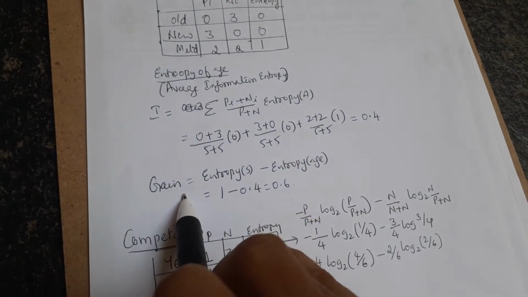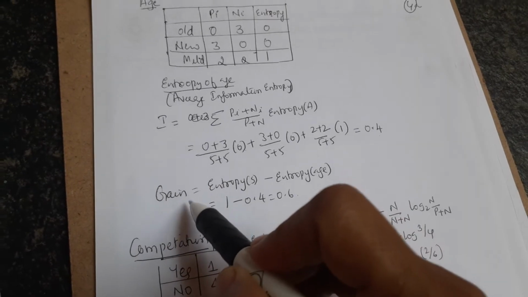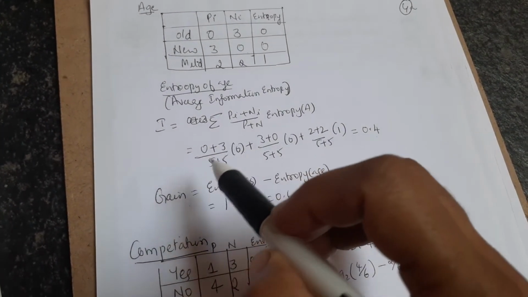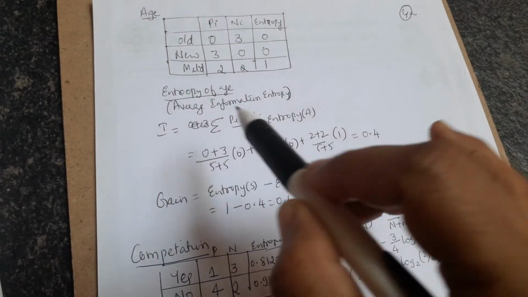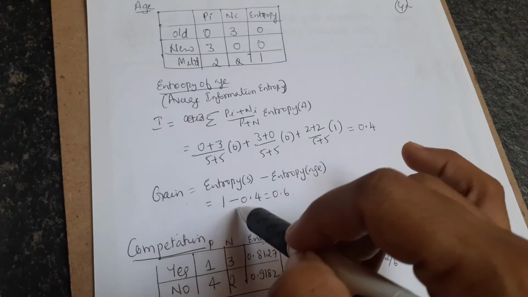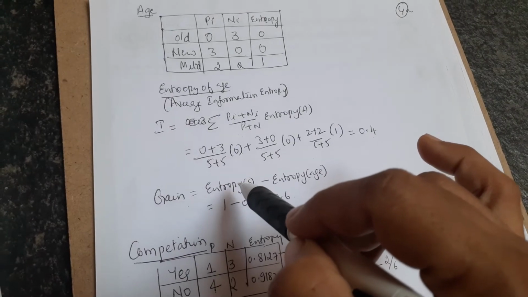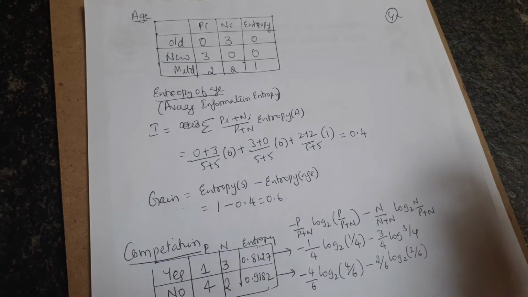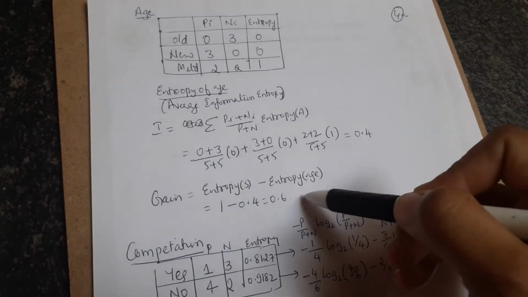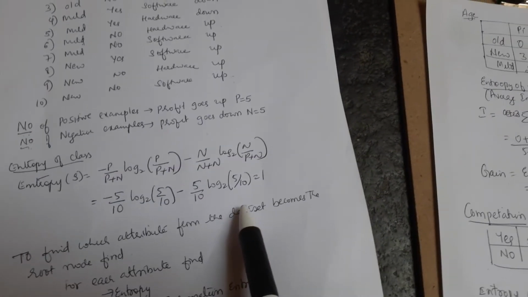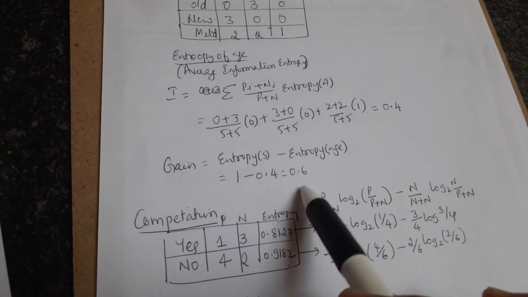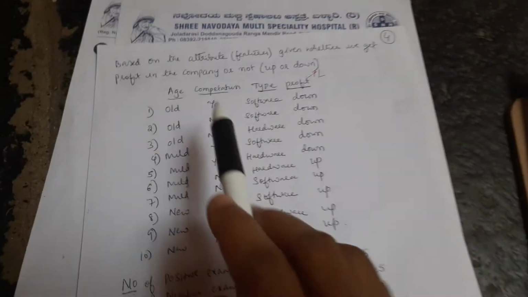What is the gain? The next step is to calculate the gain. We have the entropy for the attribute and its types, the average information entropy, and the gain. You take the difference between the entropy of the whole class minus the entropy of the attribute. The entropy of the whole class is 1. 1 minus 0.4 gives 0.6.